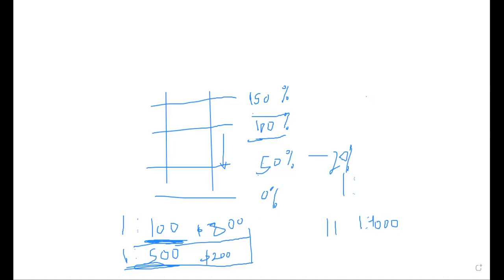So I don't know if they have explained what spread is all about for us. So let me go back to my MT4.